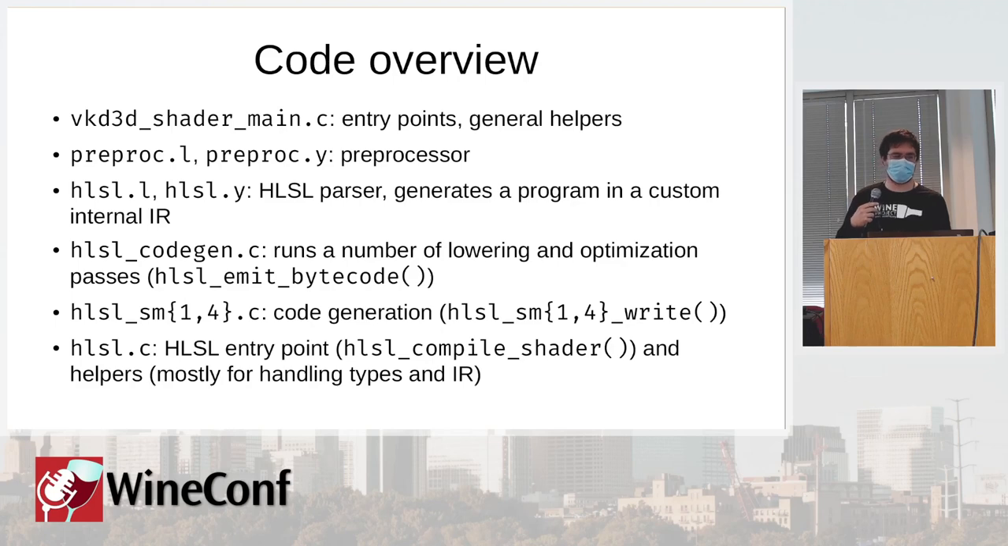And there is hlsl_codegen.c, which is basically where a number of lowering and optimization passes happen, and where the parsed program is prepared for being passed to the actual code generators that are different for shader model 1 or 4. Then there are the code generators for shader model 1 and 4. And hlsl.c contains a lot of miscellaneous stuff that is just used everywhere else.